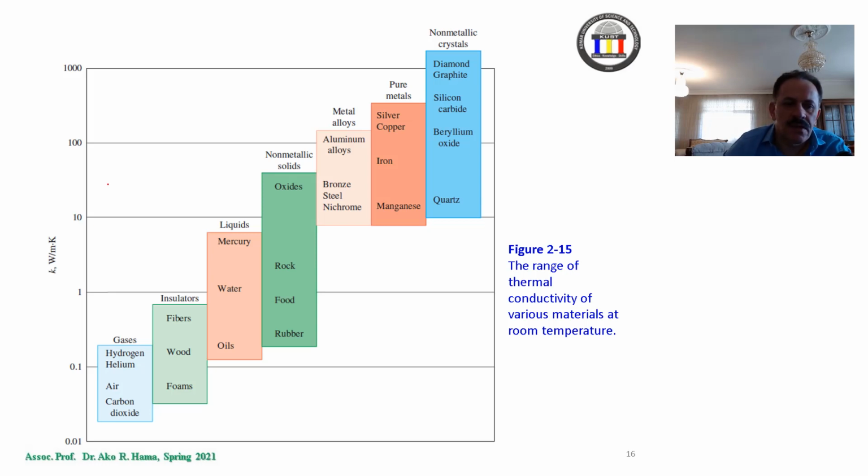Now, this is the way that conductivity works for the gases; for the air we have 0.026. For the bricks and for the water, like rock, food, rubbers, we have values in the order of tens, and metals have values in the hundreds. And lastly we have the diamond and the silicon and the beryllium oxide and the quartz, the sand, for example. Non-metallic crystals have very high conductivity values.